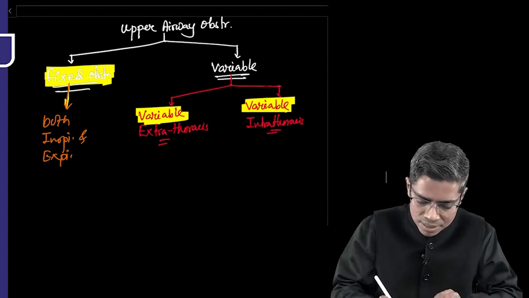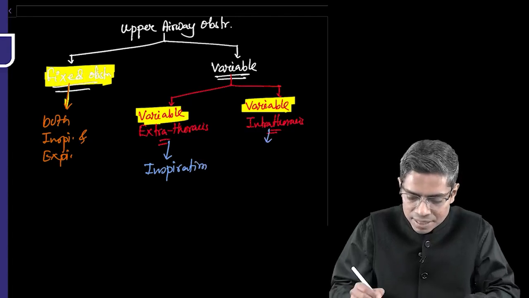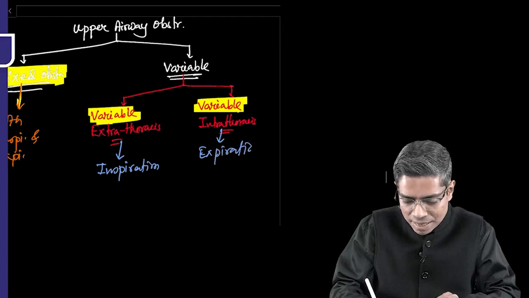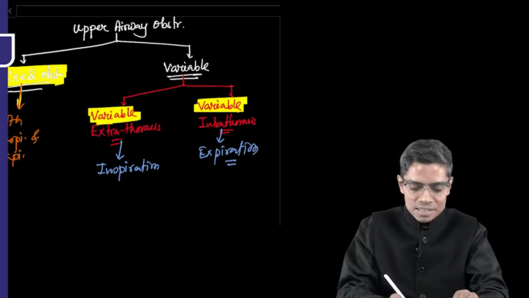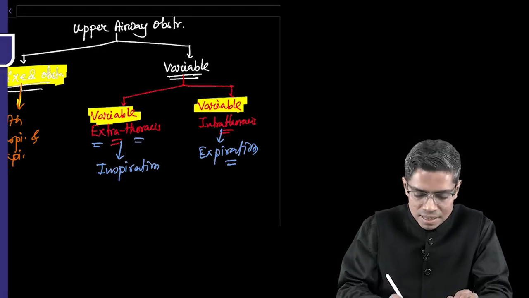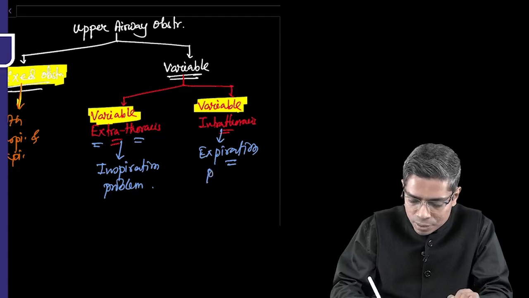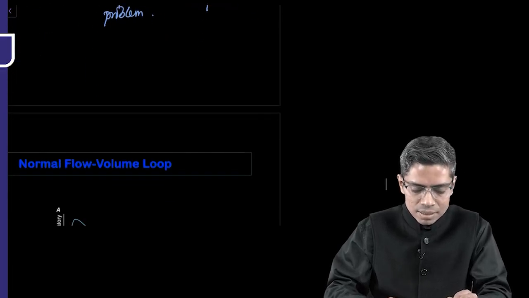Variable extrathoracic means here the inspiration will be affected, and variable intrathoracic means here the expiration will be affected rather than inspiration. I will explain why so, but just remember: variable extrathoracic means inspiration is the problem and variable intrathoracic means expiration is the problem. So now we look at the curve first.